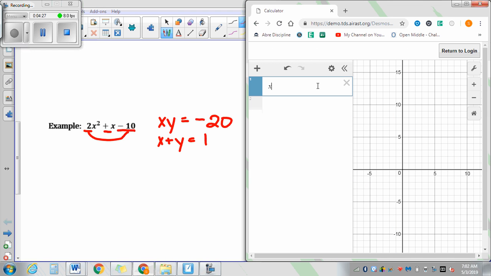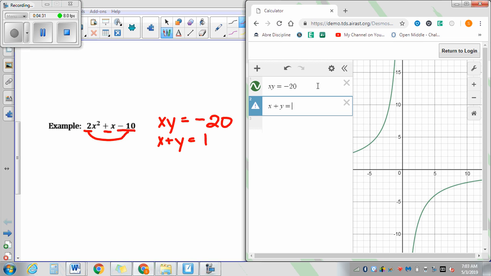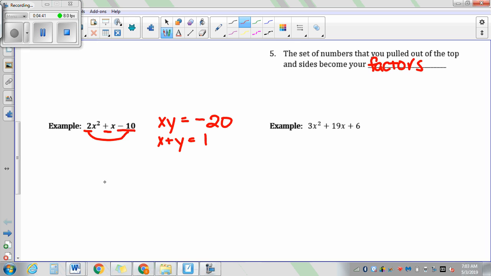I guess I could have rewritten that: xy equals negative 20, and x plus y equals 1. Now, in this case, I've got 2 crossing points, 1 on either side. I'm just going to take this one, negative 4 and 5. So I'm going to draw my box.